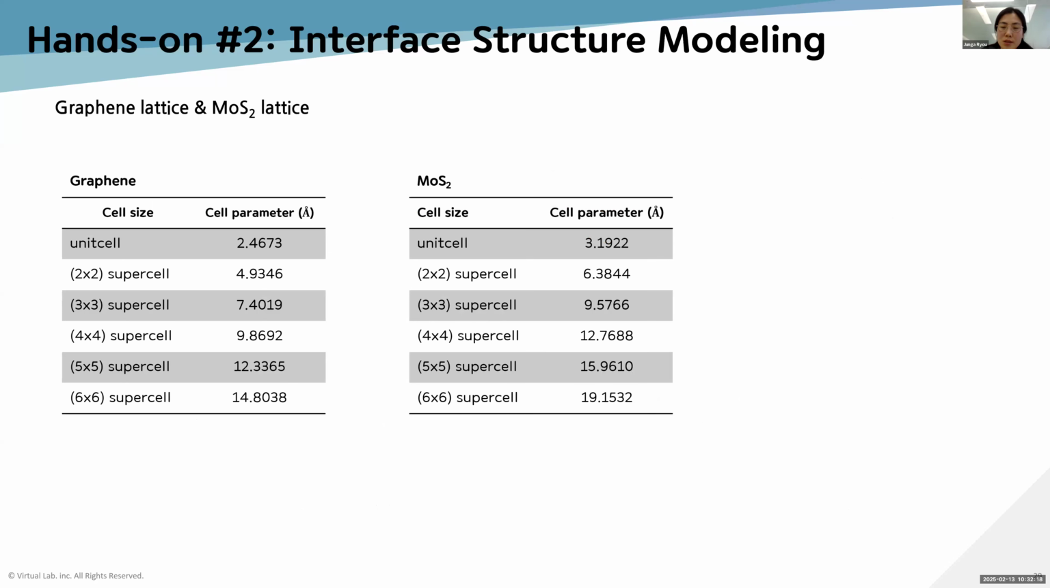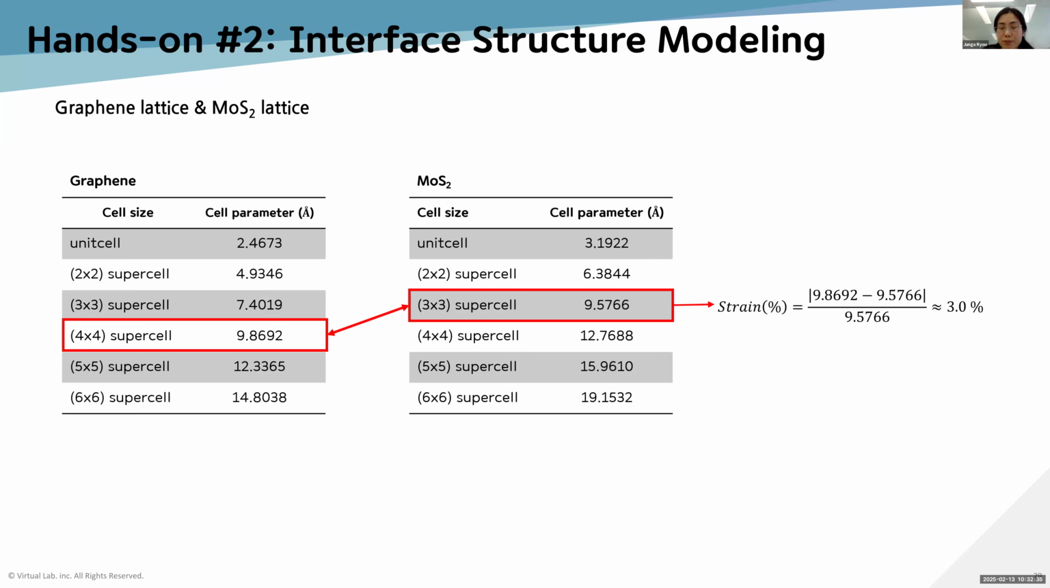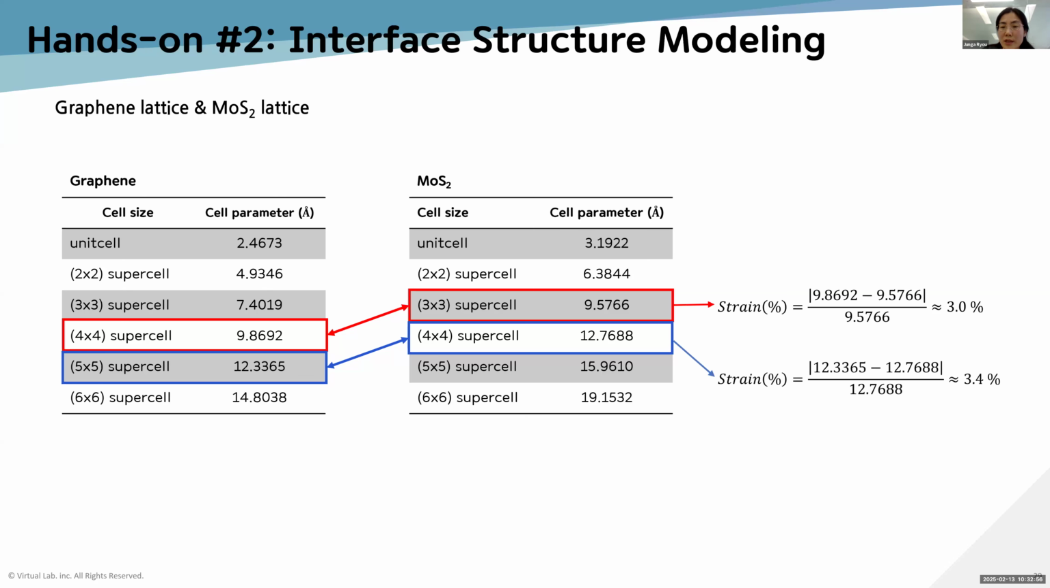The first considerable combination is a graphene 4x4 supercell and a MoS₂ 3x3 supercell. The lattice mismatch of this combination is just 3.0 percent. Another combination is a graphene 5x5 supercell and a MoS₂ 4x4 supercell. In this case, the strain of MoS₂ is 3.4 percent, which is not much different from the previous case. So using the smaller cell is very viable for the DFT calculation.